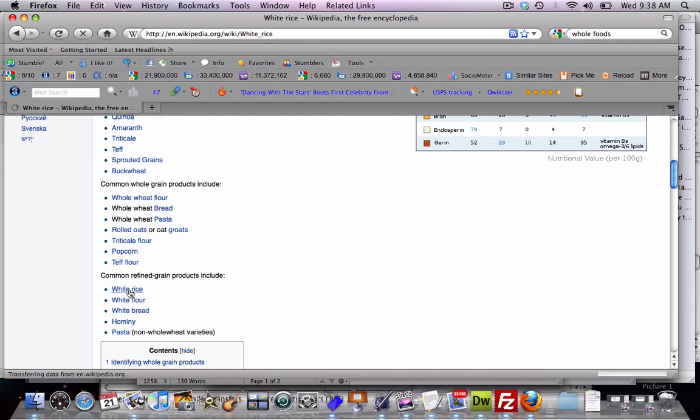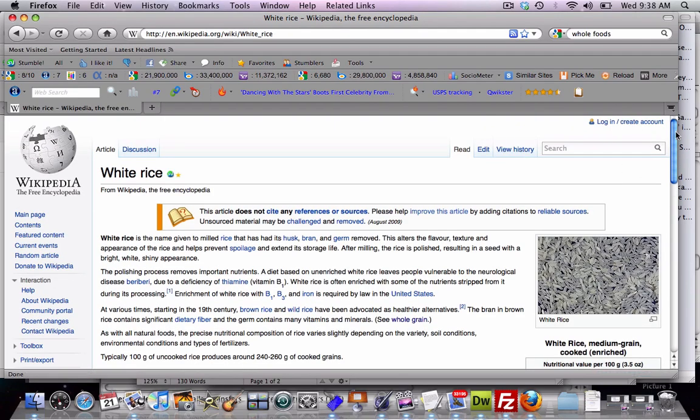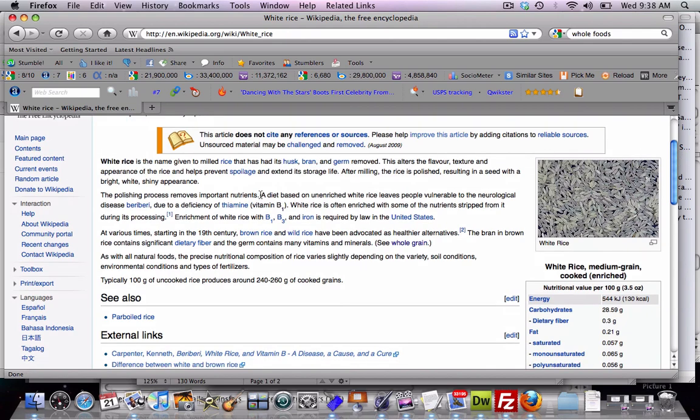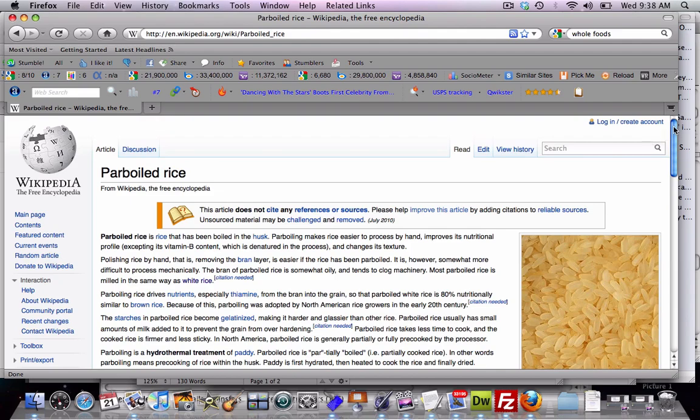You say, well, what would I do? Let's click on white rice. Look, could you not read this and then write an article that goes into more detail by clicking on this parboiled rice and learning all about parboiled rice? This is where you can do your research.